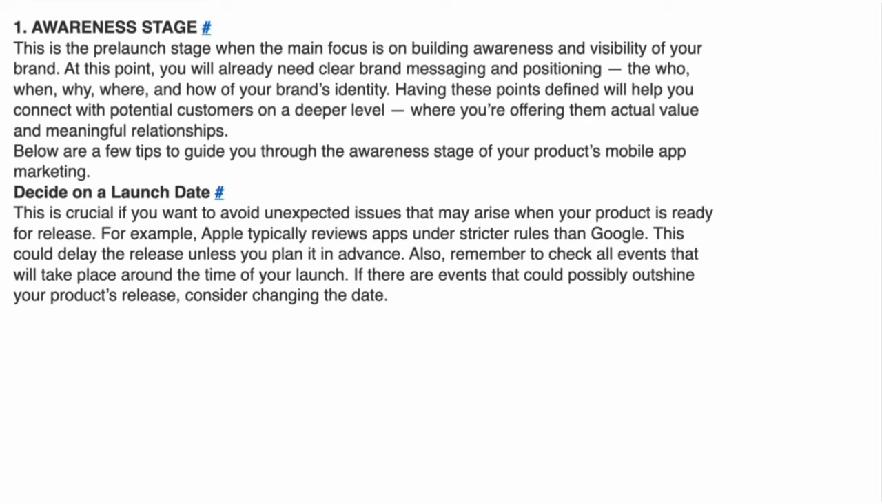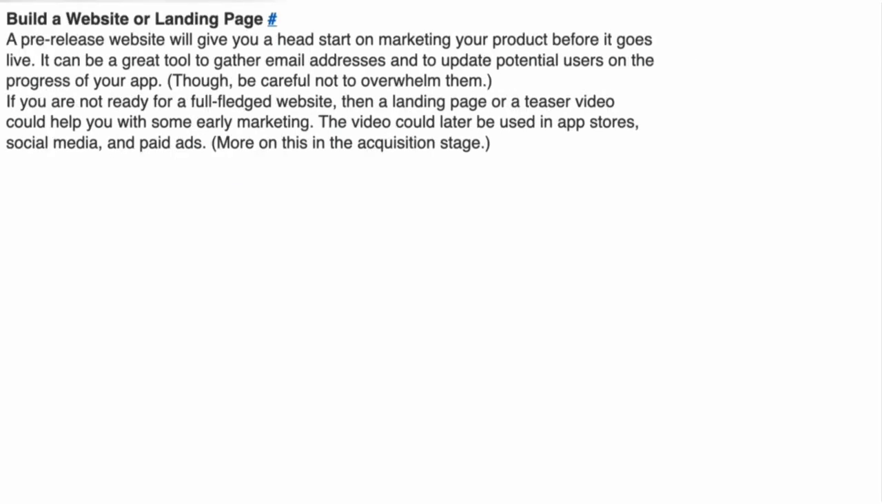Decide on a launch date. This is crucial if you want to avoid unexpected issues that may arise when your product is ready for release. For example, Apple typically reviews apps under stricter rules than Google. This could delay the release unless you plan it in advance. Also, remember to check all events that will take place around the time of your launch. If there are events that could possibly outshine your product's release, consider changing the date.